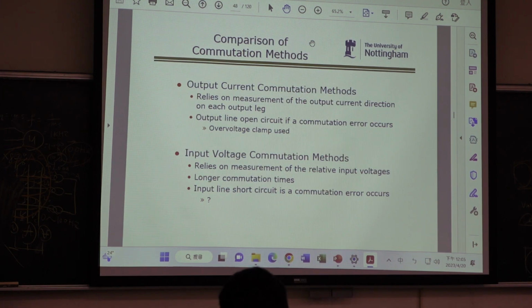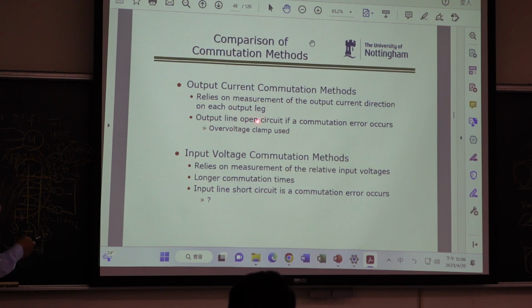So we compare the commutation methods. One is the output current commutation method. So it relies on measurement of the output current. How can you measure the output current? You can put a current sensor at the output, but it costs a lot. So we can use an IC to detect the current. We can detect the voltage of the diode and the IGBT. Then we know the current direction, right?